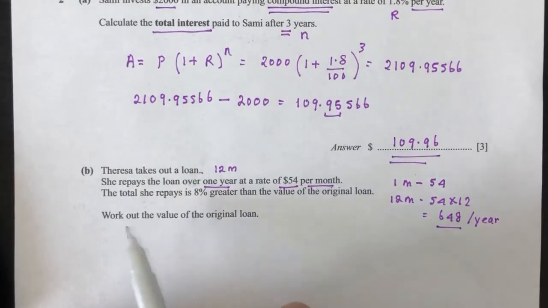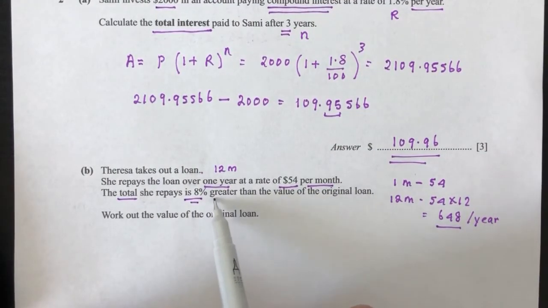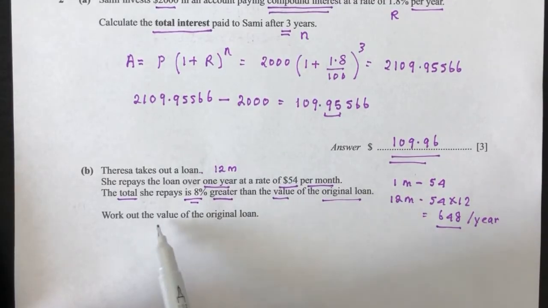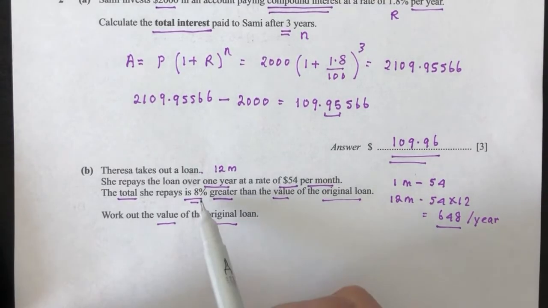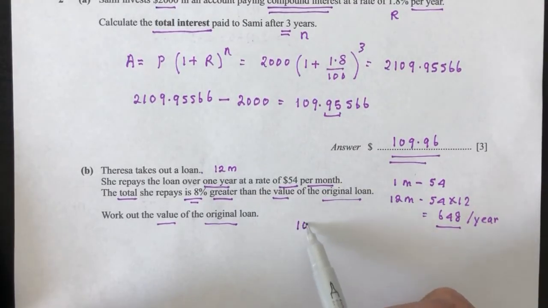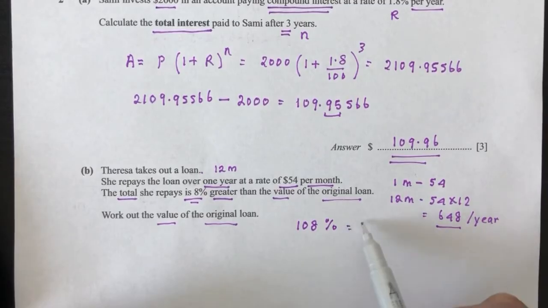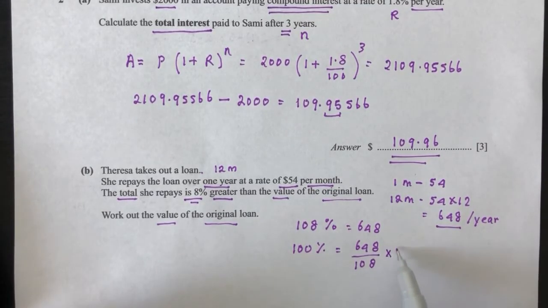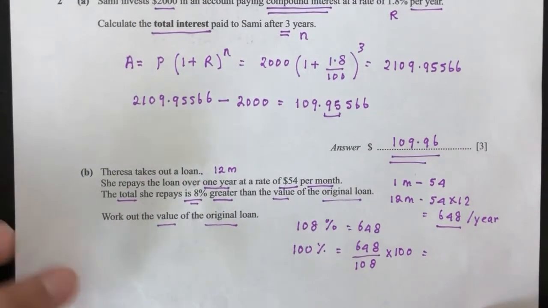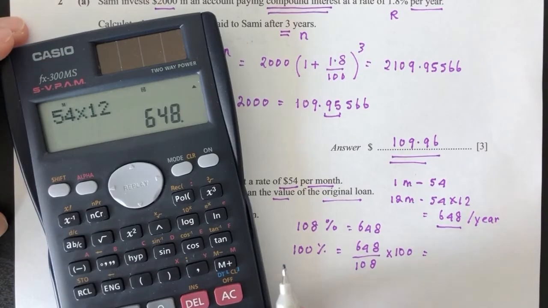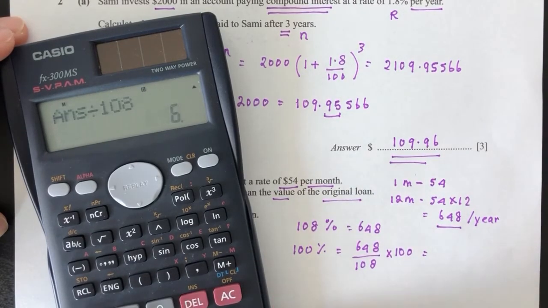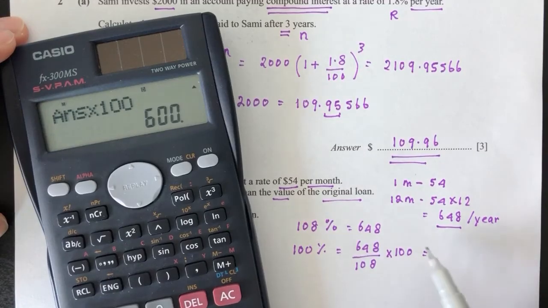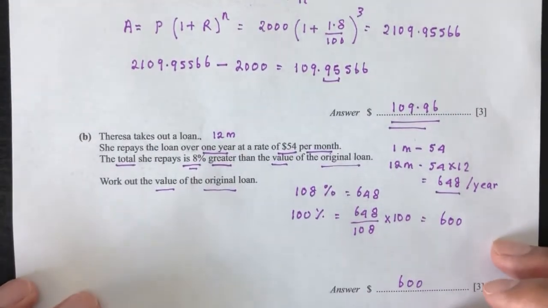Now it says that the total that she repays is 8% greater than the value of the loan. Find the value of the loan. So this is 8% greater, so it means that this will be 108% equal to this. So we have to find 100%. So we have to do this divided by this times 100. Let's use our calculator here. So 648 divided by 108 times 100, that will be 600. So that will be your answer for part B. And that is question number 2.